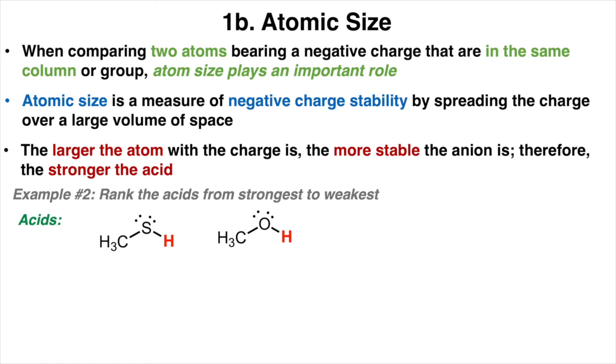Let's take a look at this example. Rank the acids from strongest to weakest. So first, we're going to deprotonate each of these acids to form their conjugate bases.